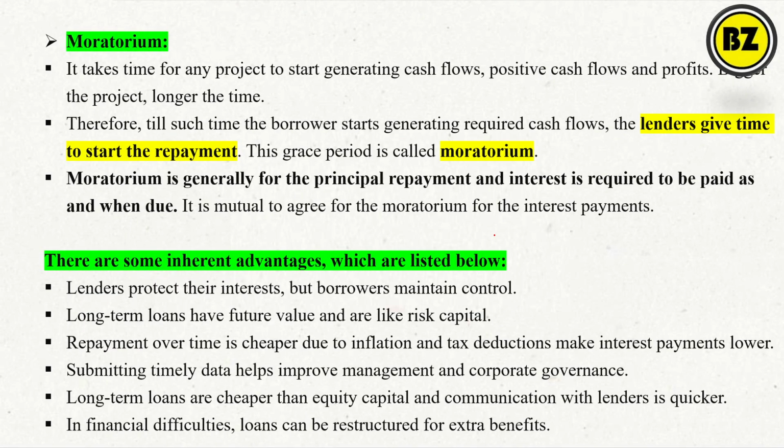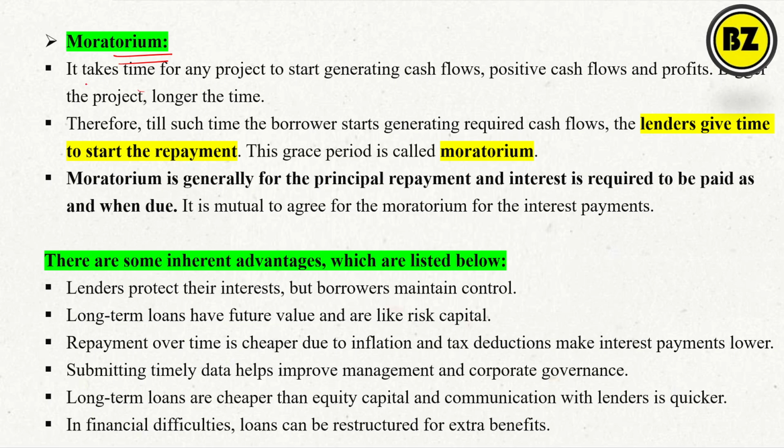Now, what is a moratorium? Moratorium means what? It is a time given for repayment of the loan. Okay, very simple. For example, if you have purchased a house, then you will get some moratorium, for example 6 months. Within that you will not have to pay money. Okay, only interest you have to pay, as provided in the agreement.